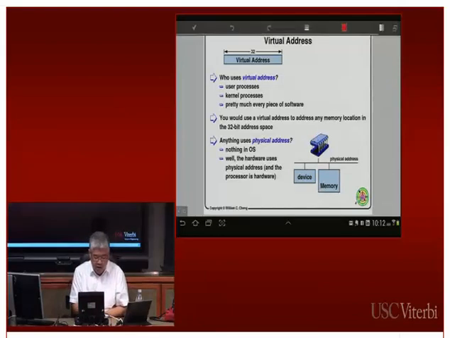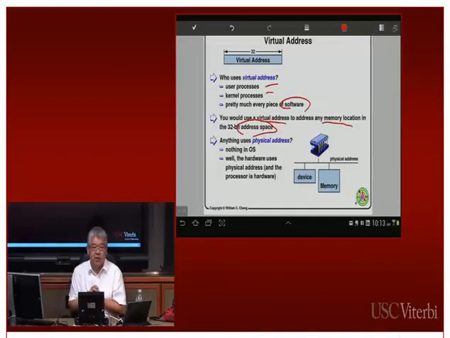Basically, every piece of software that you will end up touching uses virtual addresses. If you have a 32-bit processor, you will use a virtual address to address any memory location in the address space. So the virtual address is tied to the address space concept. Anything that has an address space, you address it using a virtual address. Not a physical address. Does anything use physical addresses?